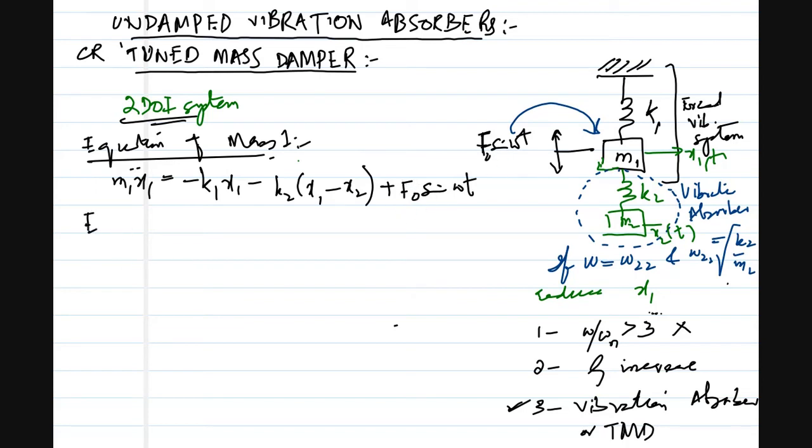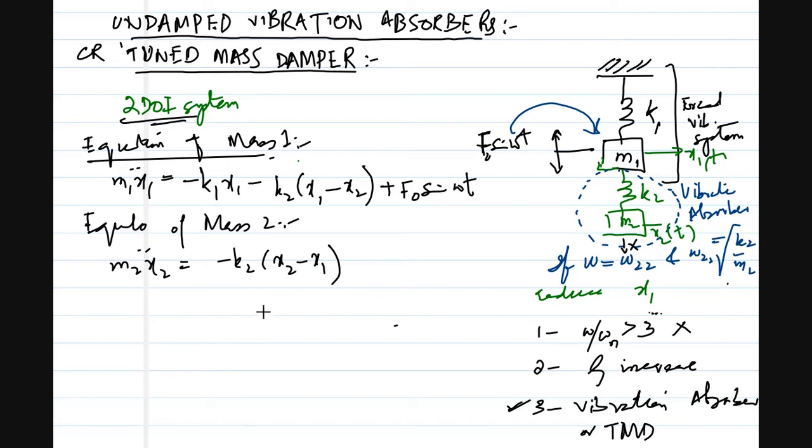Now, the equation for mass 2: M2 x2 double dot equals minus K2 times (x2 minus x1). We have only one term because there is no spring beneath, so we have only one term.